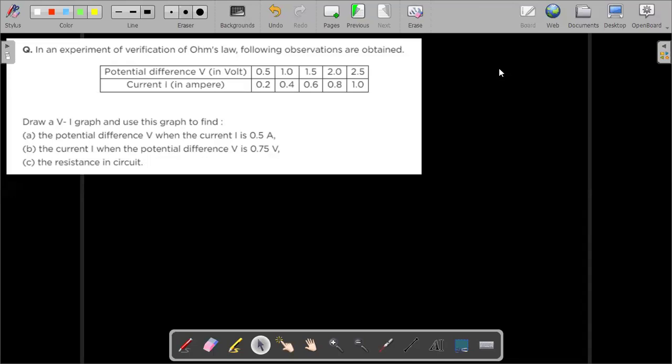Can you try to plot this? Yes, try to plot this. The current in amperes will be on one axis, and the potential difference on the other. You can take either one on the x-axis and either one on the y-axis.